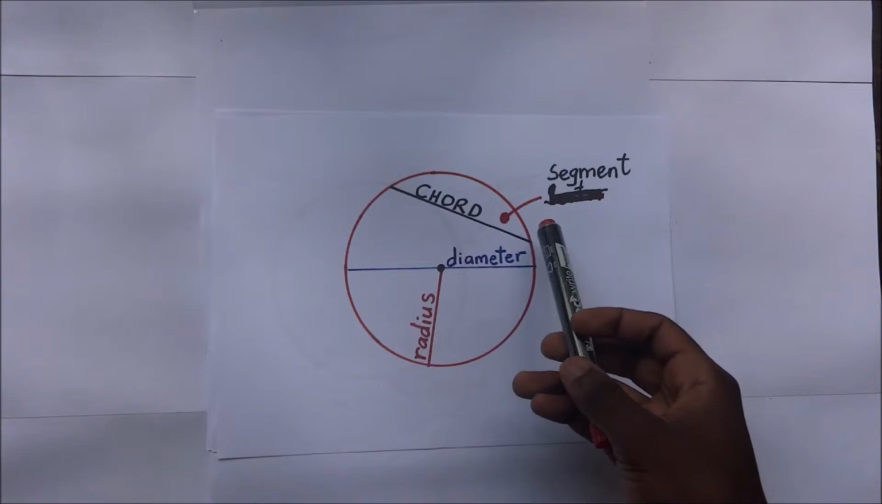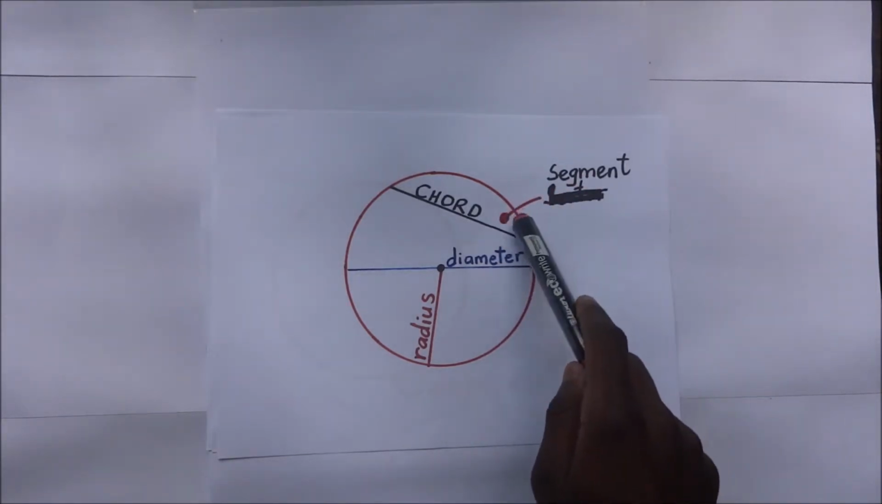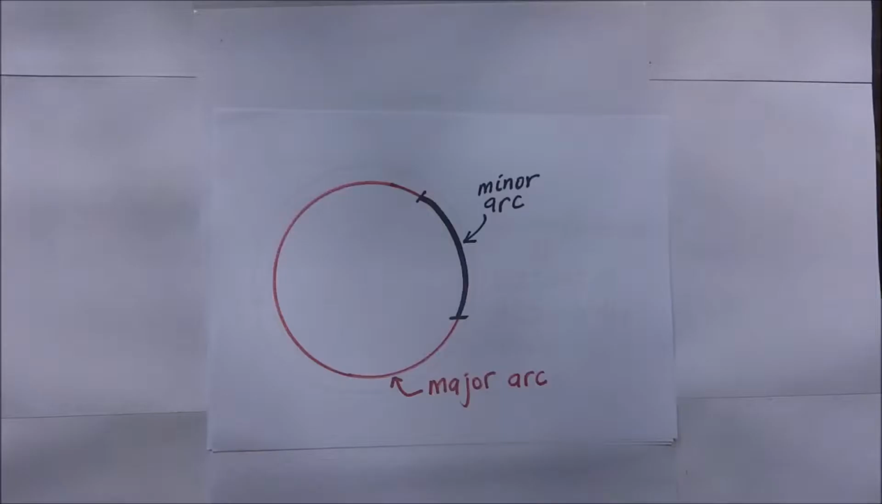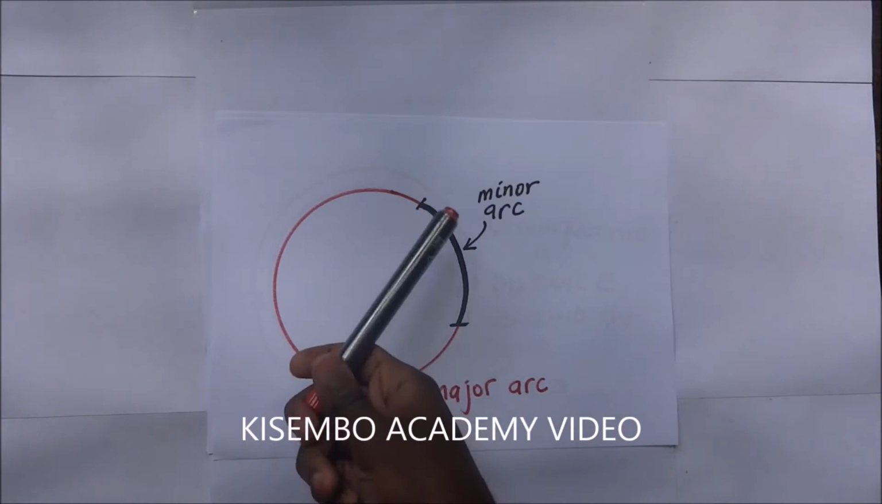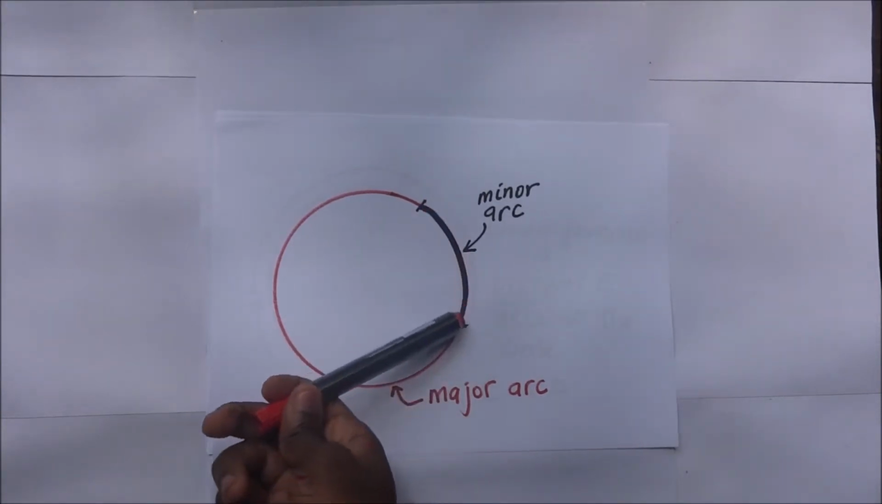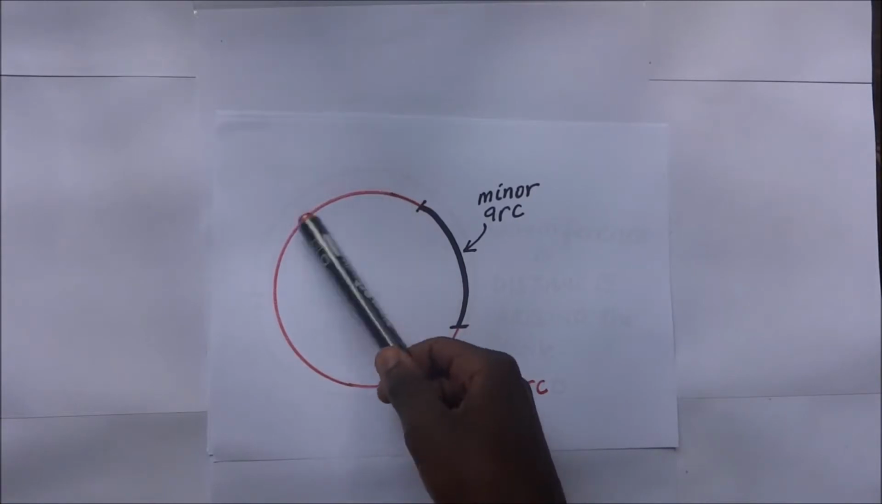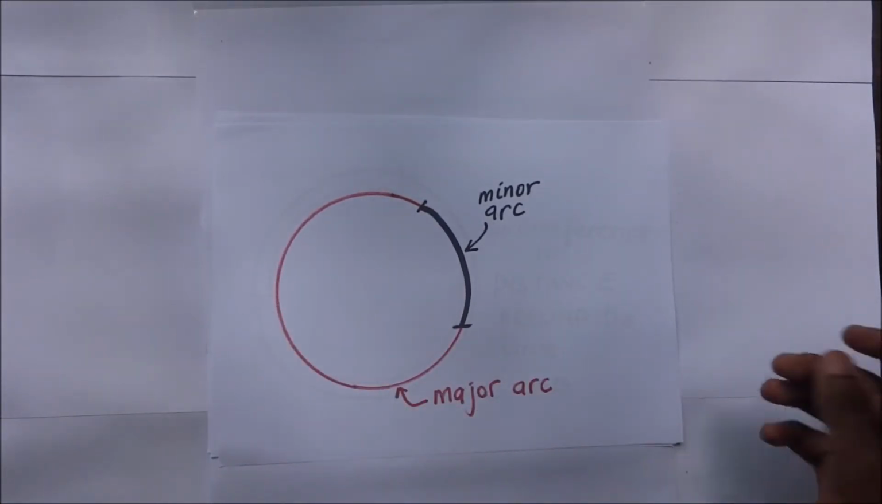Right here we have what we call the segment. Of course, a segment is just a portion of the circle that is divided by a chord. When you draw, we have what we call the arc. An arc is simply a portion or part of the circumference. When divided into two, the smaller portion is what we call the minor arc. Then this other part, the bigger one, is what we shall call the major arc.